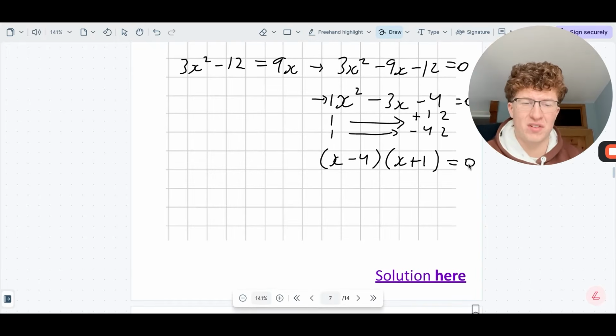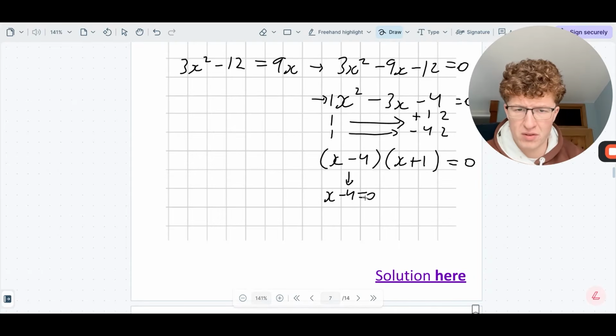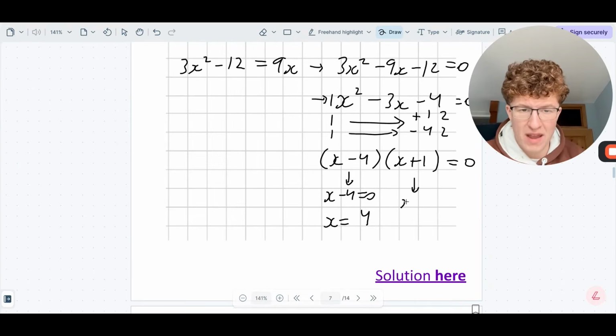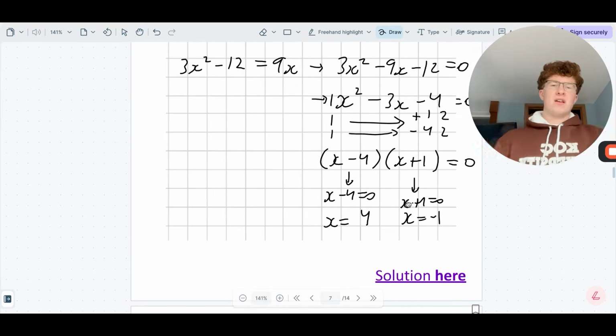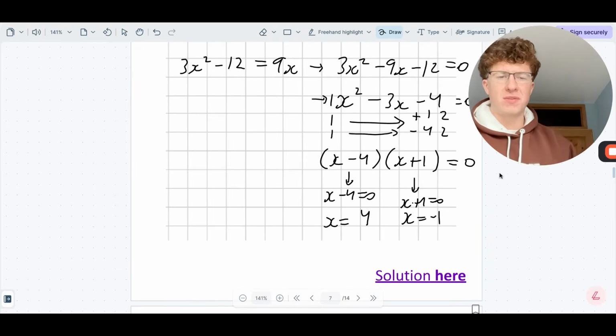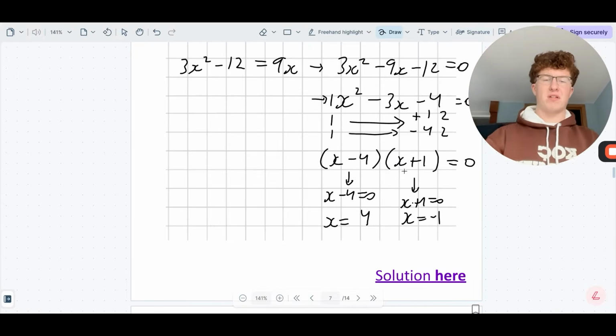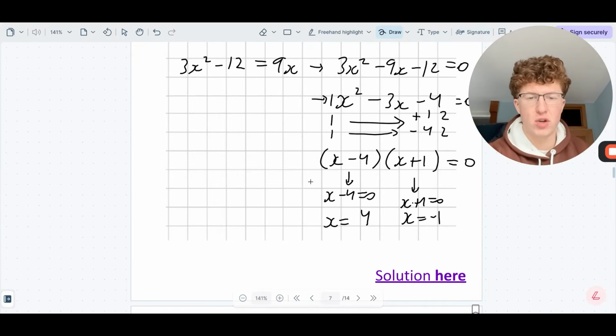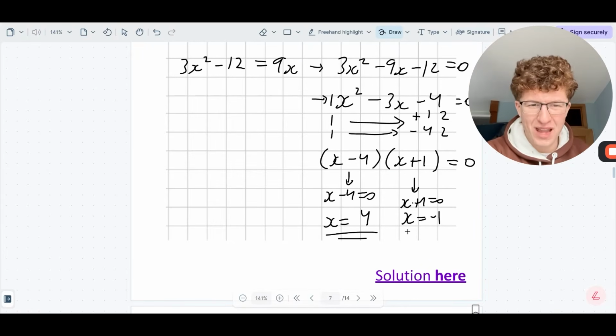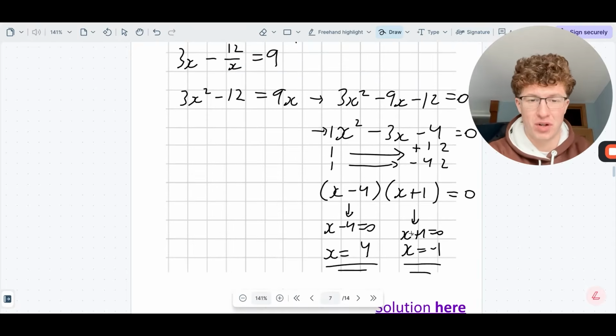So for this to equal 0, either this bracket must be 0, so x minus 4 is equal to 0, then x is equal to 4, or x plus 1 is equal to 0, so x is equal to minus 1. That's just because if this equation is equal to 0, either this bracket here must be 0, or the bracket on the right must be 0. So we have two values for x now. x is 4 and x is minus 1.